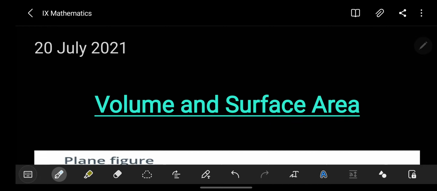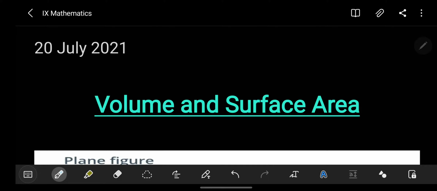Good morning, students. Today we are going to start a new chapter of mathematics, that is Volume and Surface Area of class 9th. In this chapter we'll learn how to find the volume and the surface area of a solid figure, that is a completely three-dimensional figure. We'll take it one by one. We'll take some examples also, and we'll see how the volume and surface area are calculated.